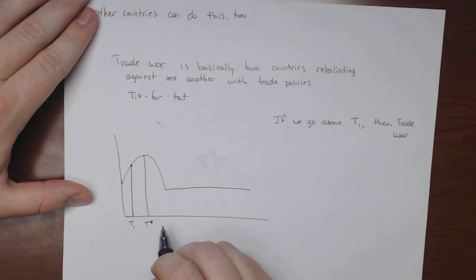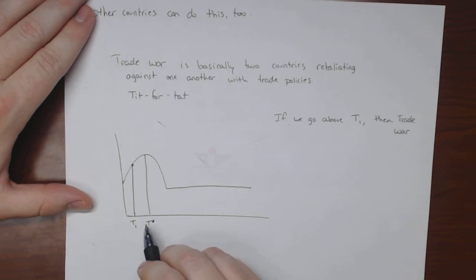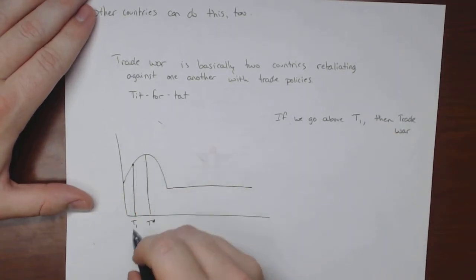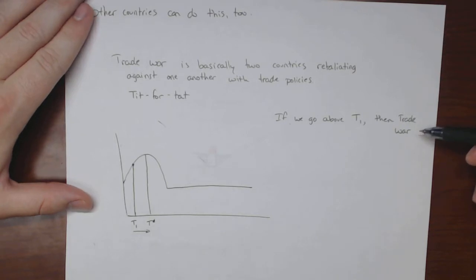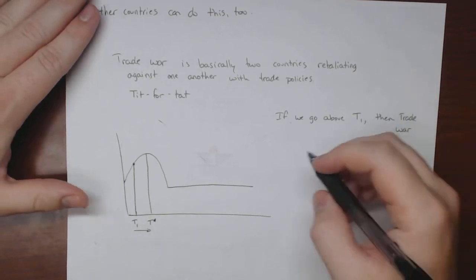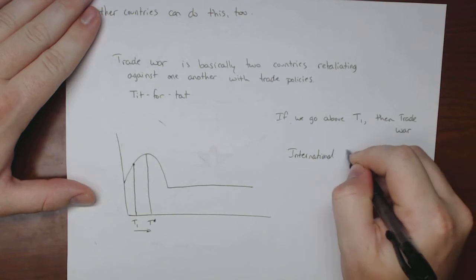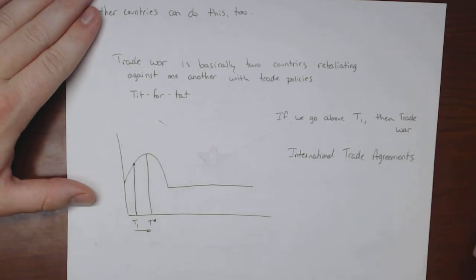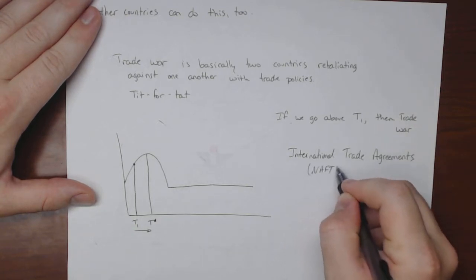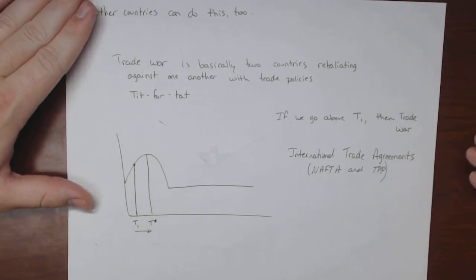So even though some of the welfare economists may argue that we should raise tariffs beyond what they are right now, there may be arguments for not going from T1 to T star, if going anywhere above T1 will start a trade war, okay? This, incidentally, is why we have international agreements. Right, so international trade agreements like NAFTA and the TPP, at least what they're designed to do.